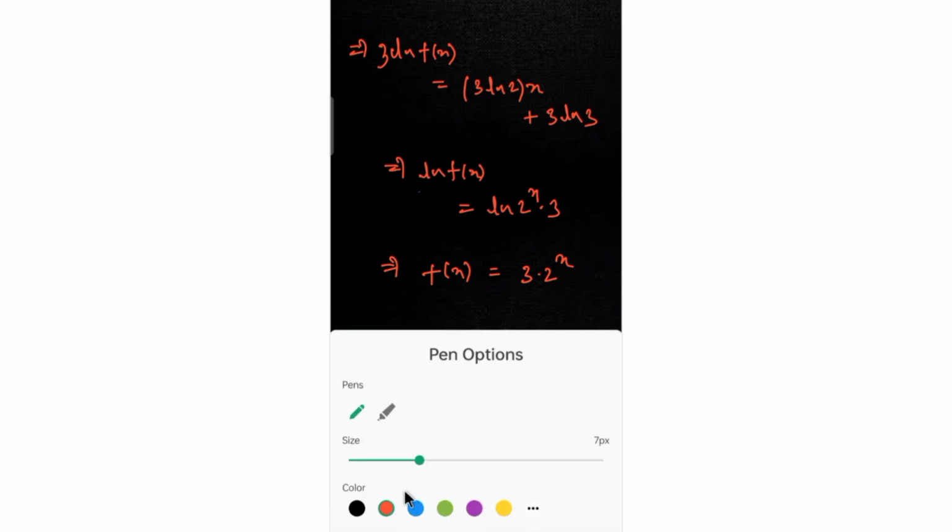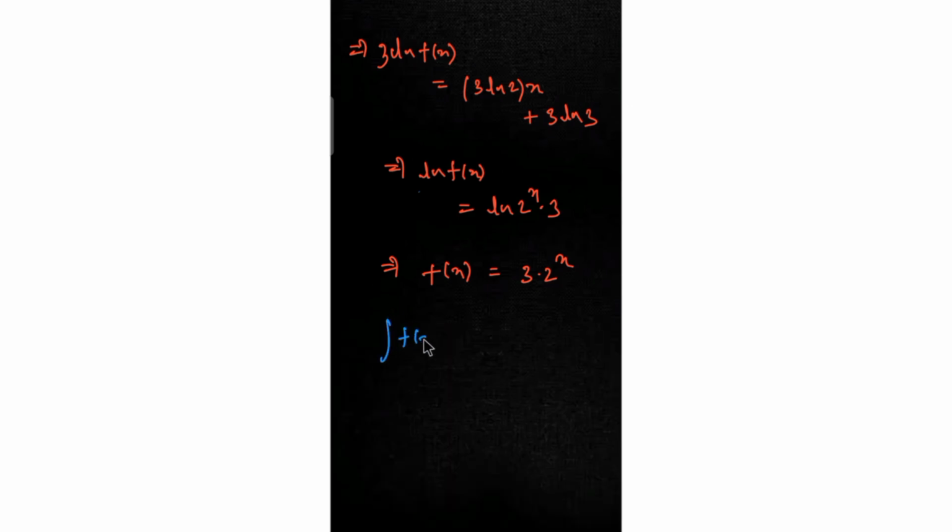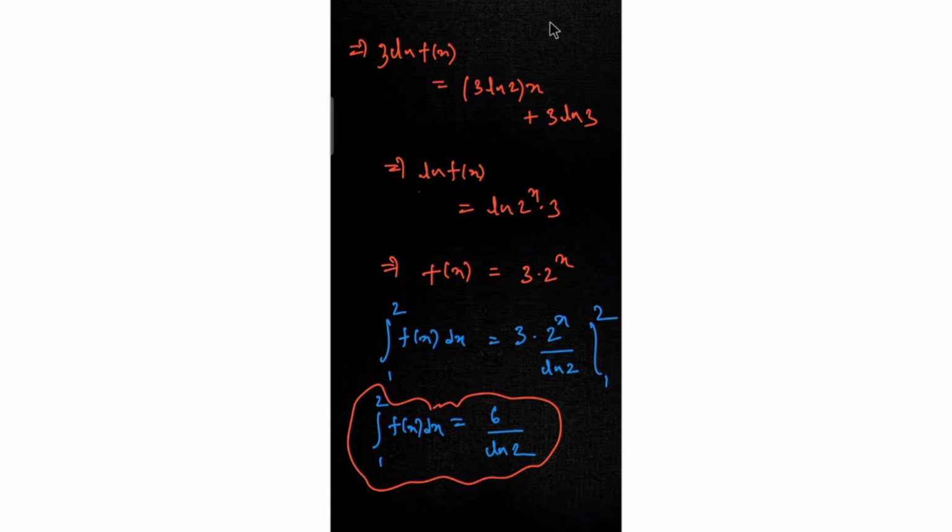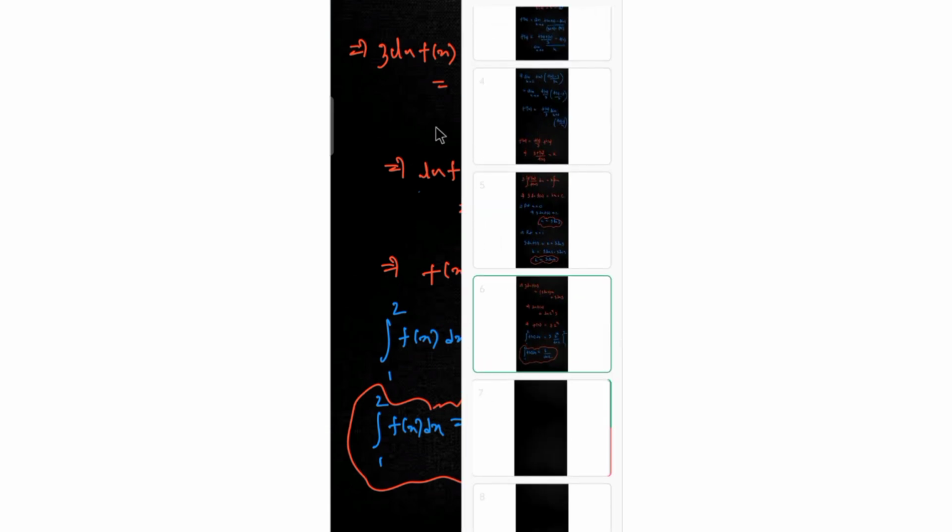And now we can just integrate this. So integrating f of x dx from 1 to 2, it's basically 3 into 2 power x divided by ln 2. So just apply the basic rules of integration. So you get this to be 6 by ln 2. So this is the value of the integral of f of x dx from 1 to 2. Now you can just put this in the required equation. So when you put 6 by ln 2, you get ln 2, which is basically 0.69.